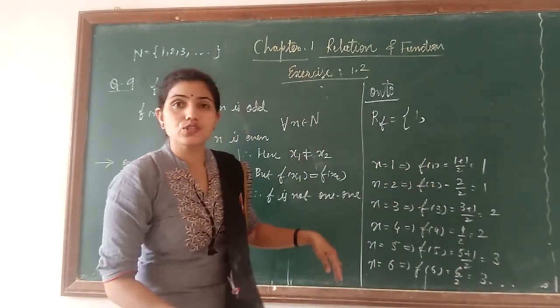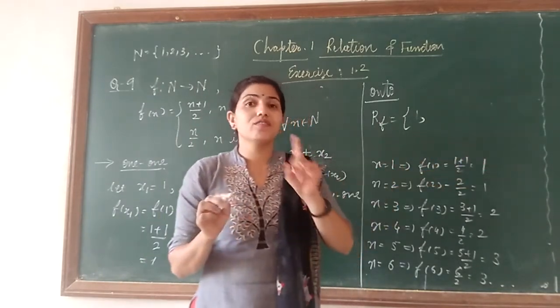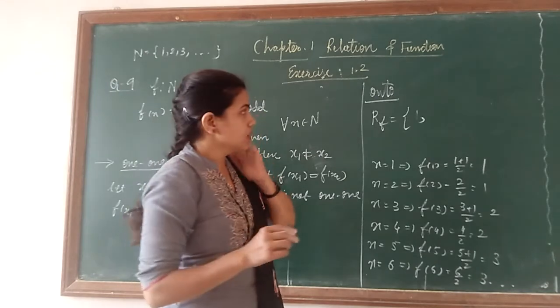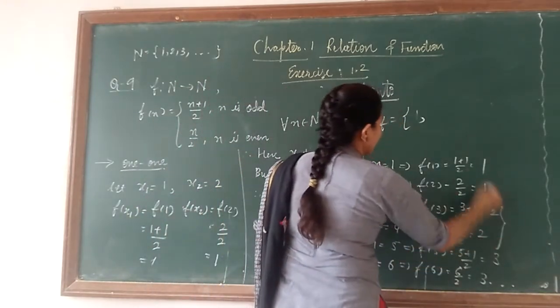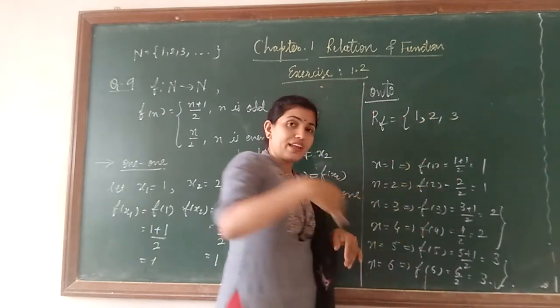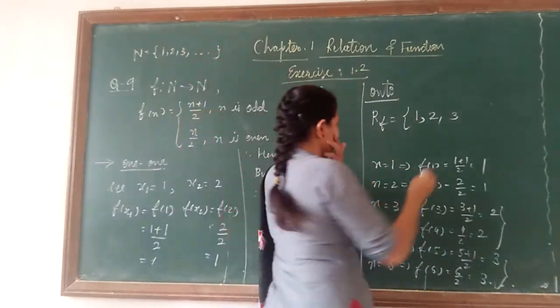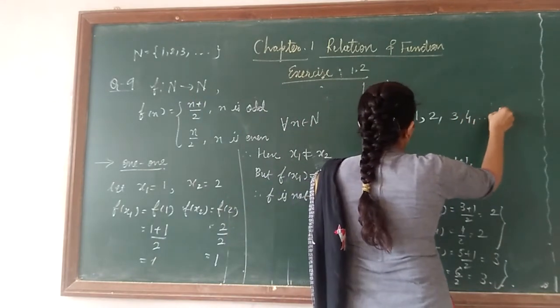So what is your range, students? There is a 1, 1. 1 is repeated 2 times, so we write the element that appears 2 times only once. So 1. Then the second element is 2. The third element is 3. Now you can calculate further. What can be the next element? 4 obviously, and so on.